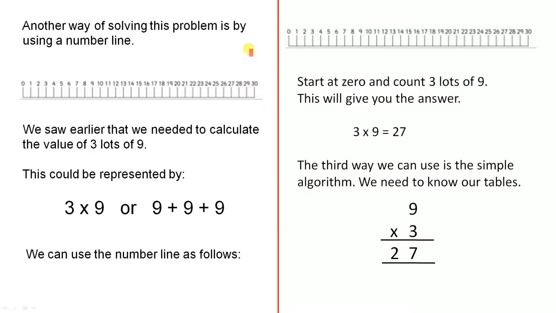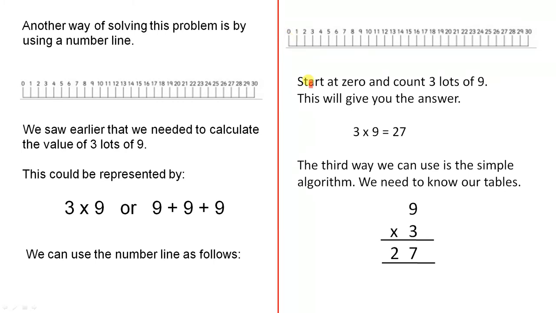Another way of solving this problem is by using a number line. Now here I have a simple number line from 0 to 30. We saw earlier that we needed to calculate the value of 3 lots of 9. This could be represented by 3 times 9, which is 3 lots of 9, or 9 plus 9 plus 9. We can use the number line as follows.